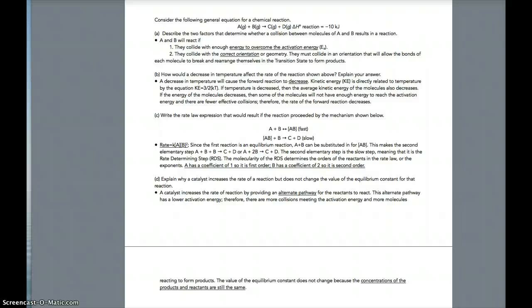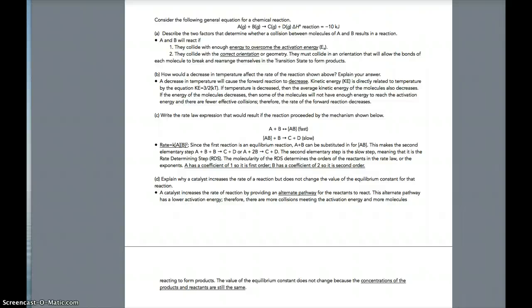Part B says, how would a decrease in temperature affect the rate of the reaction shown above? Explain your answer. So, a decrease in temperature will cause the forward reaction to decrease. Kinetic energy is directly related to temperature by the equation KE equals 3/2 kT. If temperature is decreased, then average kinetic energy of the molecules also decreases. If the energy of the molecules decreases, then some of the molecules will not have enough energy to reach the activation energy, and there are fewer effective collisions, which means that the rate of the forward reaction decreases.